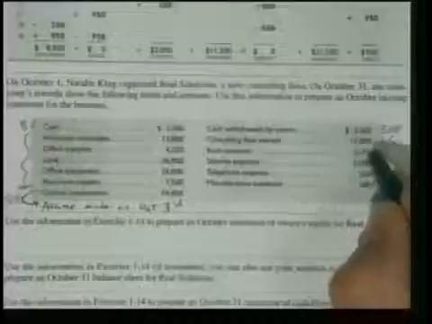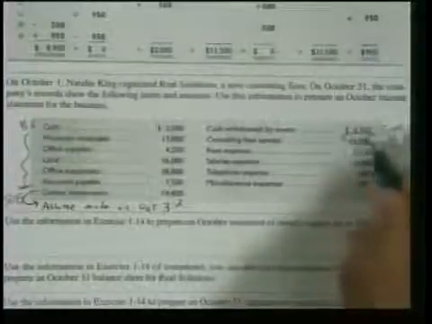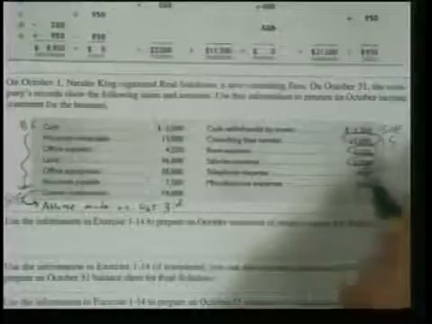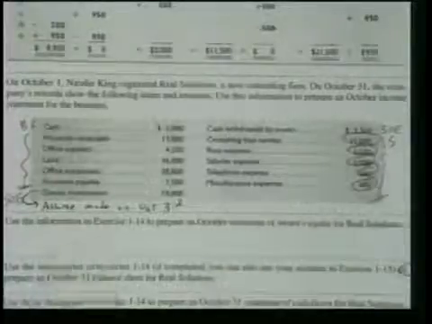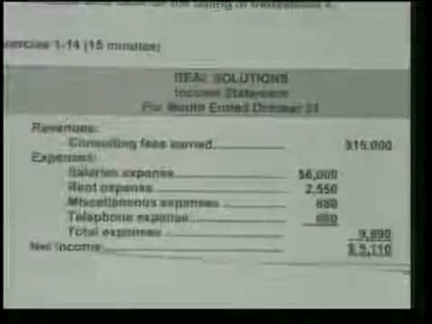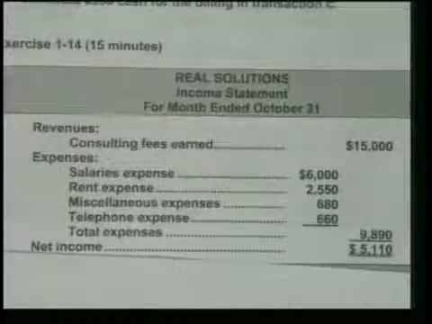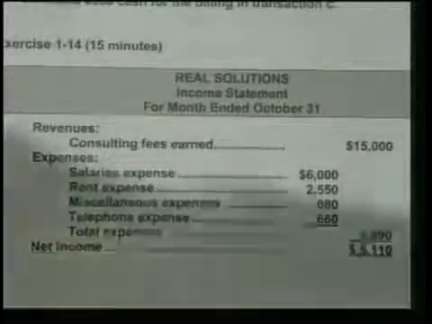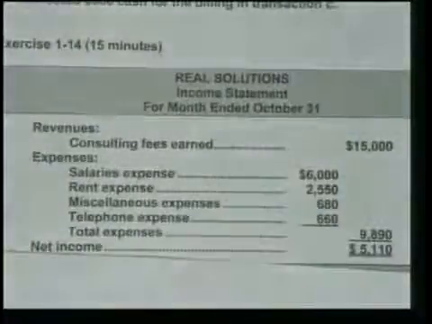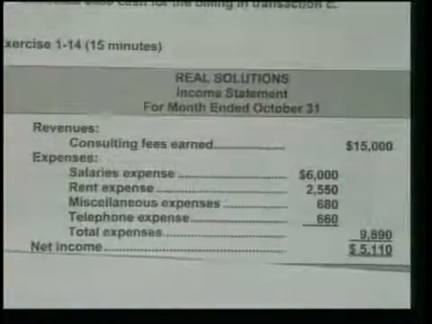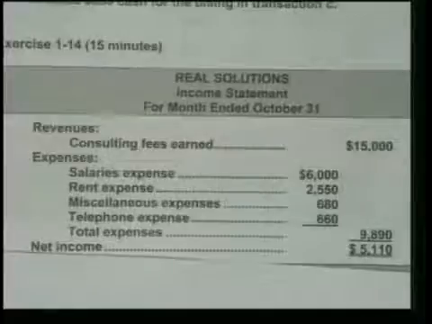Okay, so which ones are on the income statement? That one, that one, that one, that one, and that one, correct? And the income statement looks like this. Okay? That's what the income statement looks like. I'm going to make some comments about it, but first why don't you just take a look at it, see if your numbers are right.